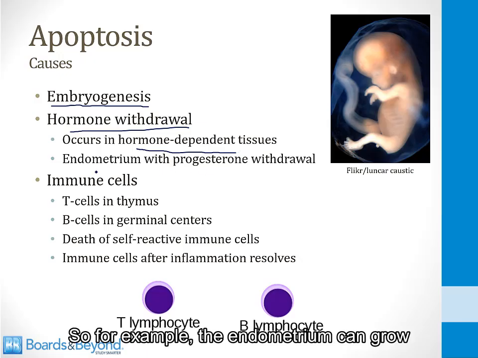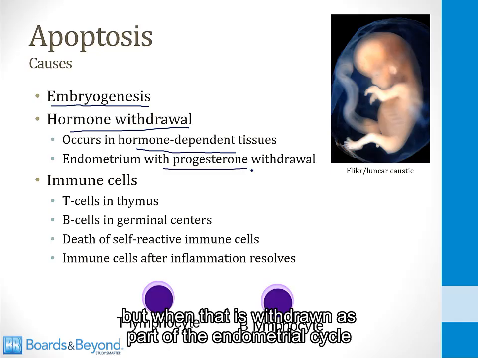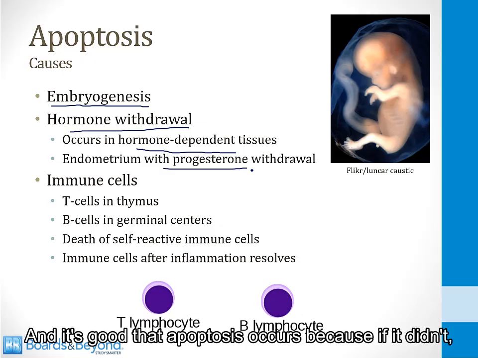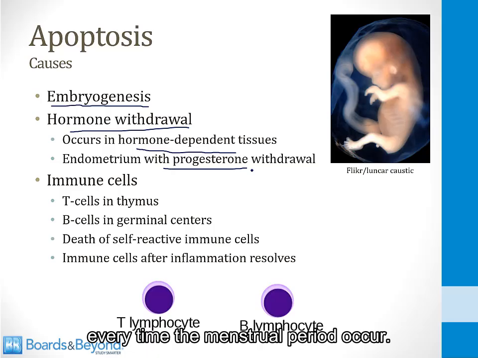So, for example, the endometrium can grow when stimulated by progesterone, but when that is withdrawn as part of the endometrial cycle, apoptosis occurs. And it's good that apoptosis occurs because if it didn't and necrosis happened, you would have an inflamed uterus every time the menstrual period occurred.